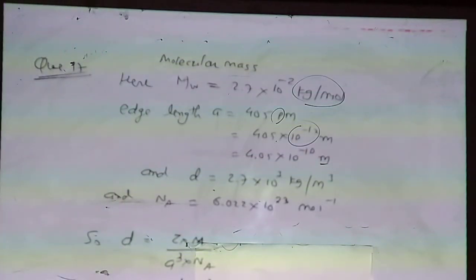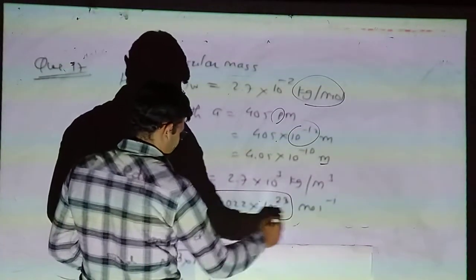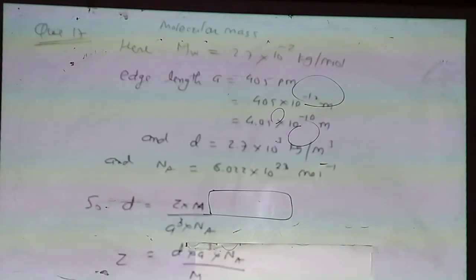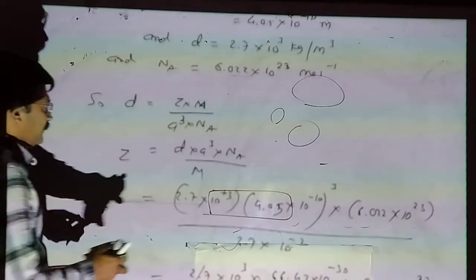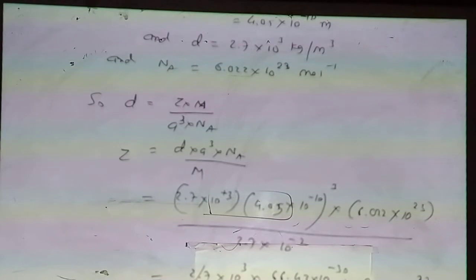Density is given as 2.7 × 10^3 kilogram per meter cube. Avogadro number is already a constant in both MKS and CGS and remains the same. So density is equal to Z into M upon a cube into Avogadro number. So here Z will be d into a cube into N upon M.